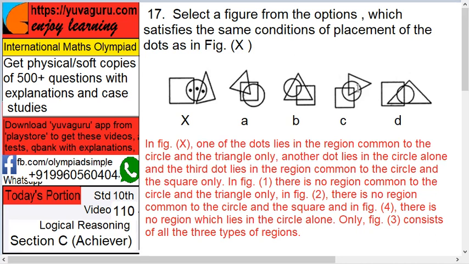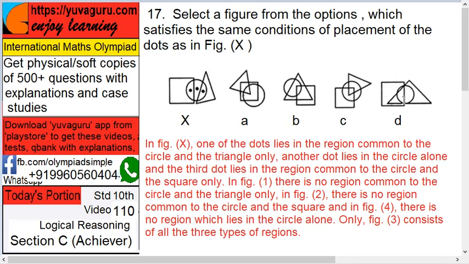So now see, is there any region between circle and triangle alone? Yes. Circle and square? Yes. Single circle means only circle. Is there any region? Yes. See this one and this one. So C will be satisfied.